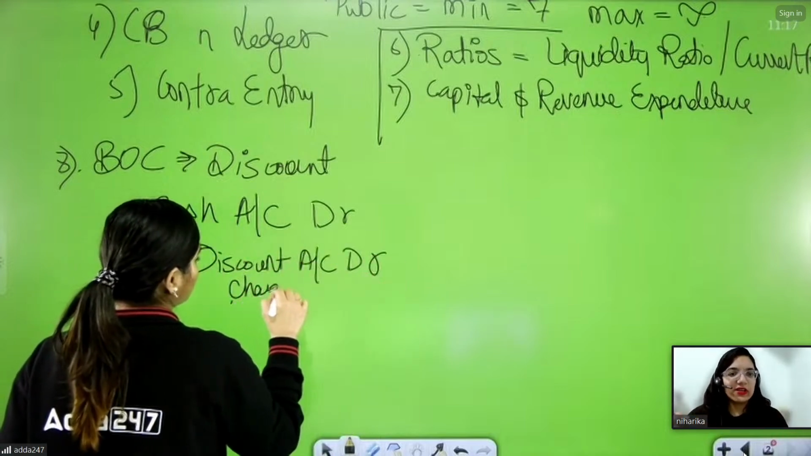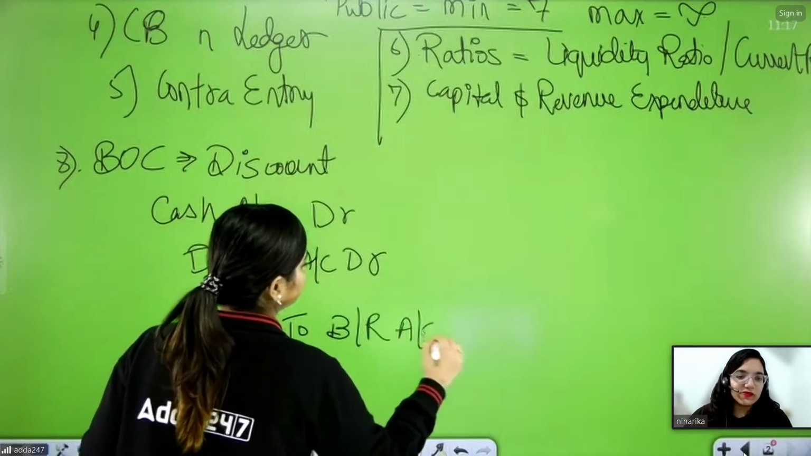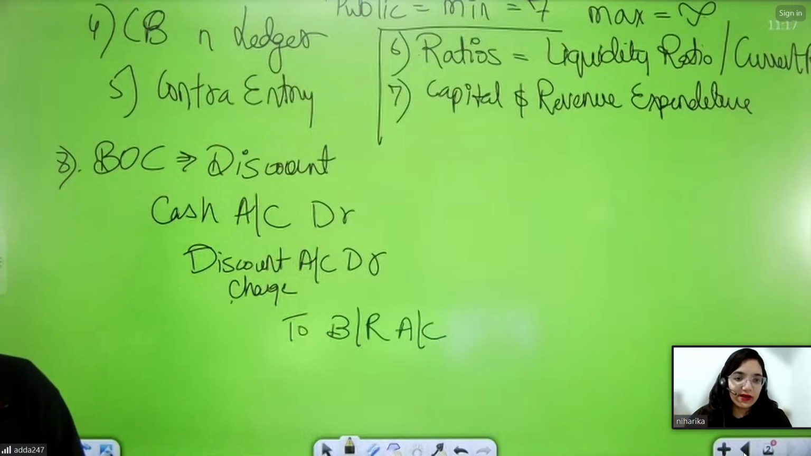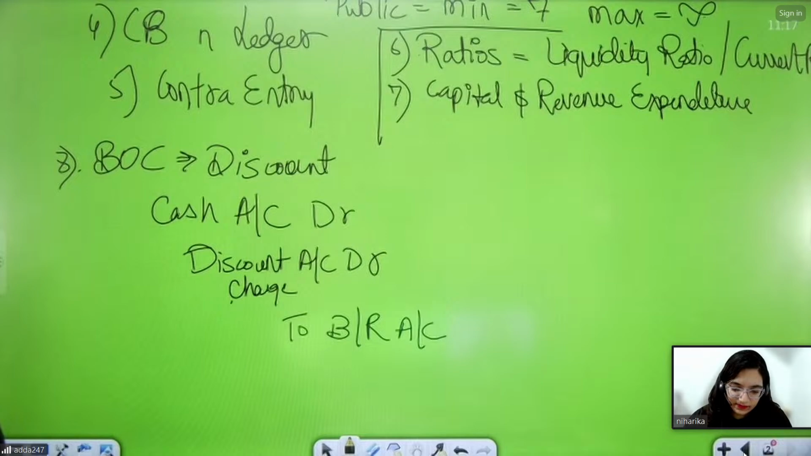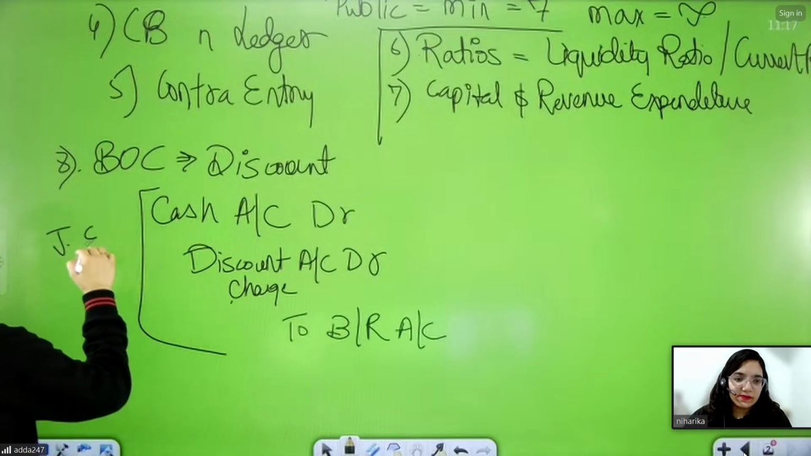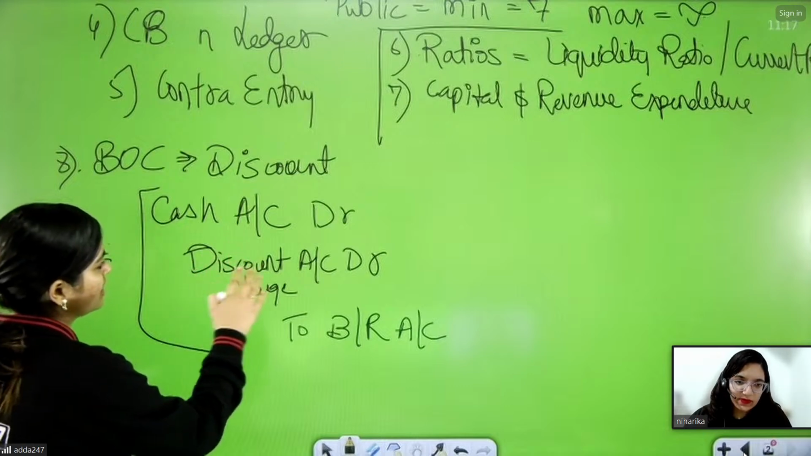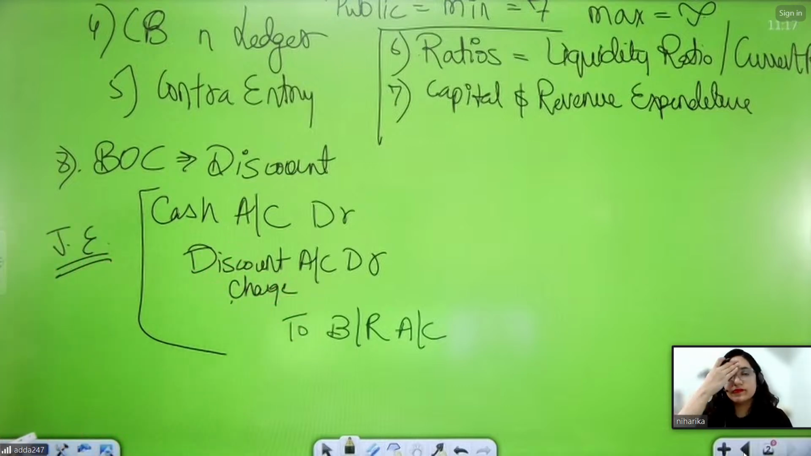If we talk about the discounting part, it is one of the important areas of bills of exchange along with the due date area. From bills of exchange, they ask the journal entry on this discount part. So this is the journal entry you need to pass for discounting: cash account debit, discount charges account debit, to bills receivable.